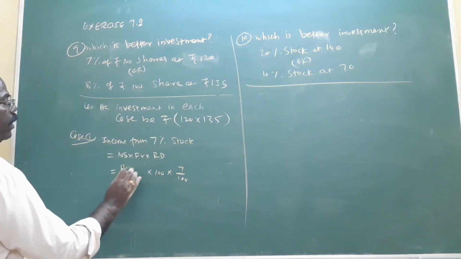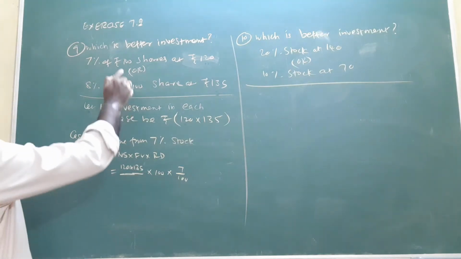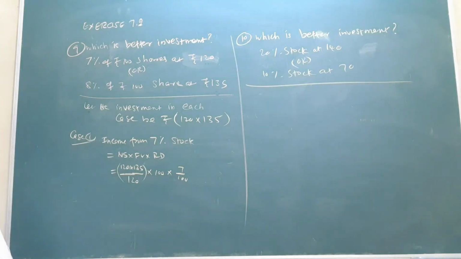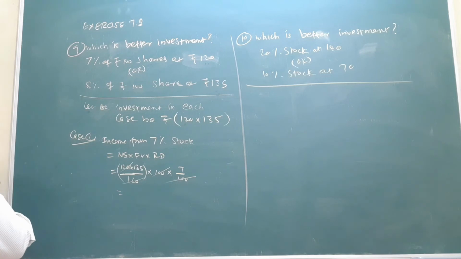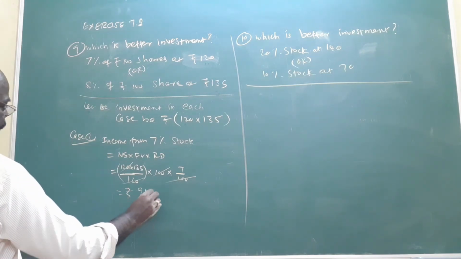120 into 135, divided by market value, which is 120. Am I right? This is the concept. That's why the 120 gets cancelled. Now multiply, we get the answer. The first one is what? Multiplying both, 945 rupees.